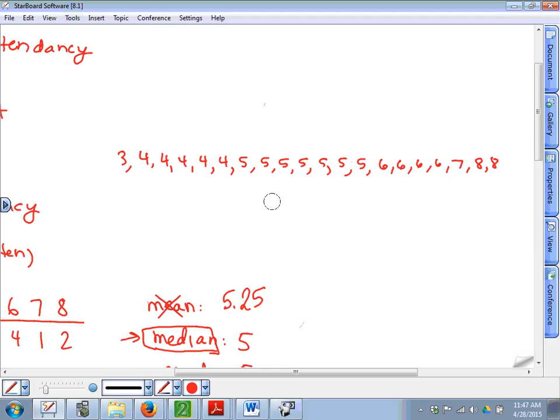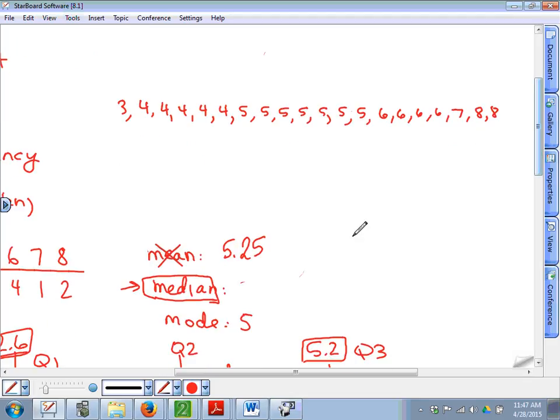But the reason I had you write it in order is now we've got to find the median. Median or middle. The average was 5 1/4, and the mode was 5. How do we find the median?